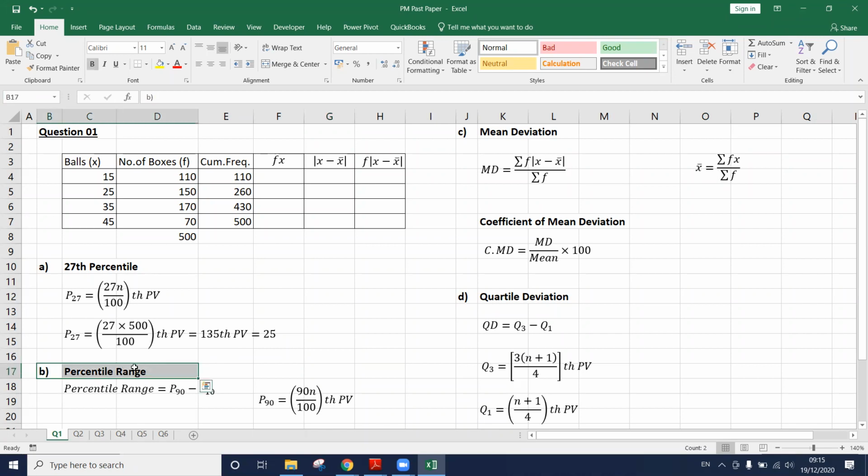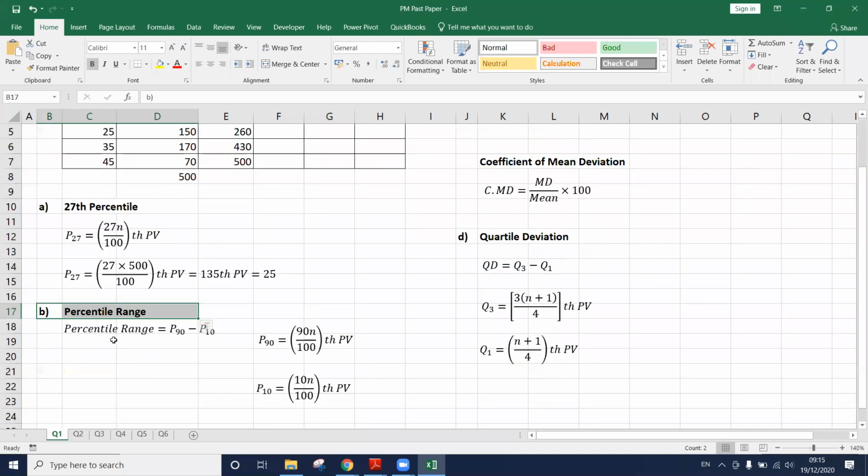In part B, right, we have been asked to find the percentile range. So this is the formula we are going to use. From the P90 value, we are going to deduct the P10 value. So that will provide us the percentile range. Like the previous question in part A, we need to find the P90 and P10 values. First, we need to find the positional value. Based on that, we can find the exact answer, right?